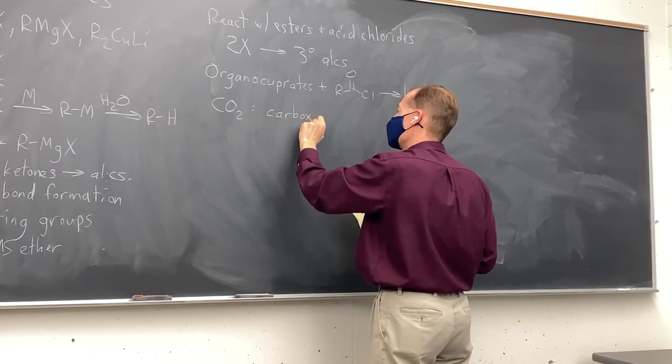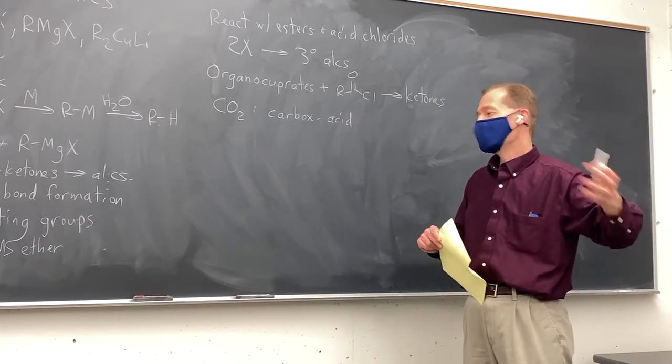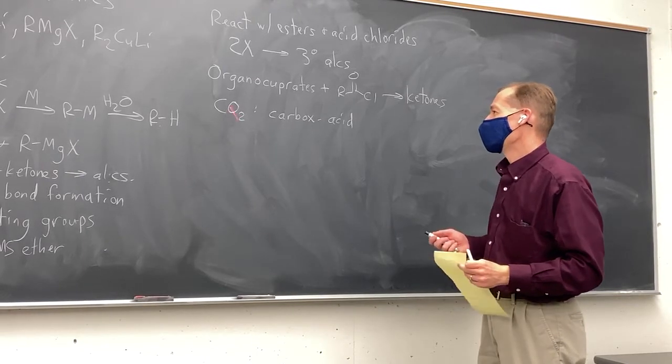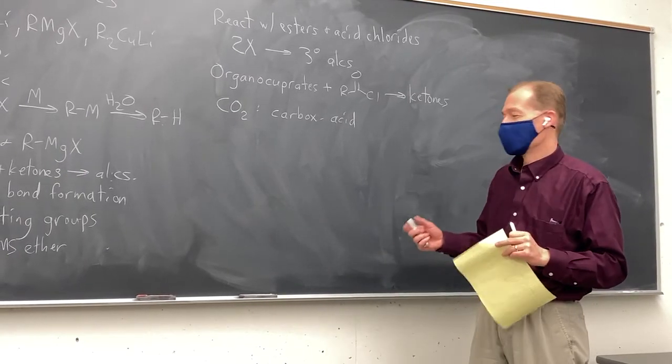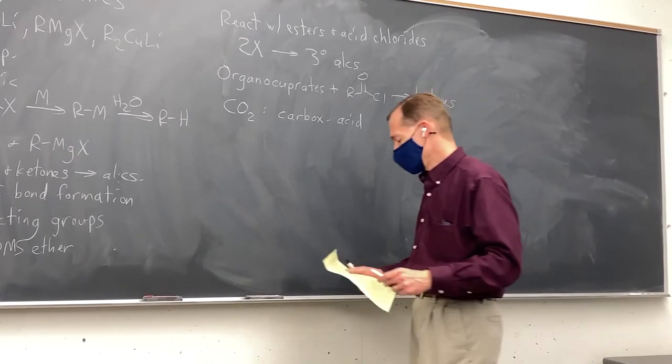Okay? We learned about Grignard reagents and organolithiums reacting with carbon dioxide. That generates a carboxylic acid with one more carbon in the chain than the original organometallic species. And we have to add acid in a final step to form that carboxylic acid. Okay?